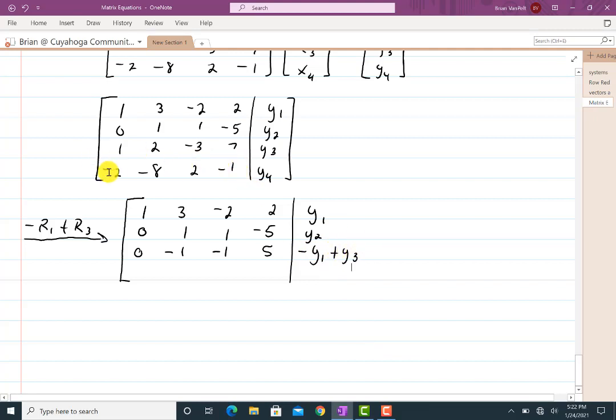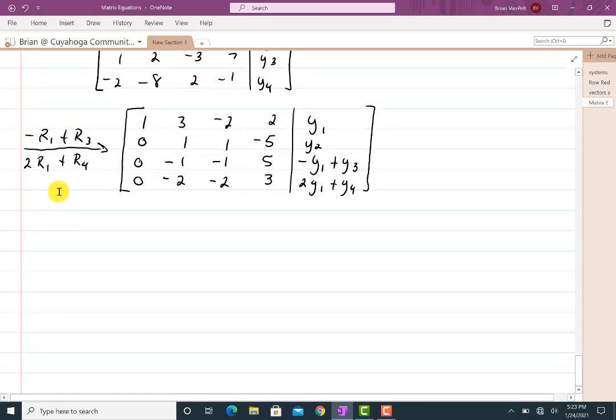And I'm not done yet. I'm going to take out this item also. So I'll do 2R1 plus R4. Let's see what happens then. I'll have 6 minus 8 will be negative 2. I'll have negative 4 plus 2 will be negative 2. And then I will have 4 minus 1 will be 3. And then I will have this side over here, 2y1 plus y4, like so.